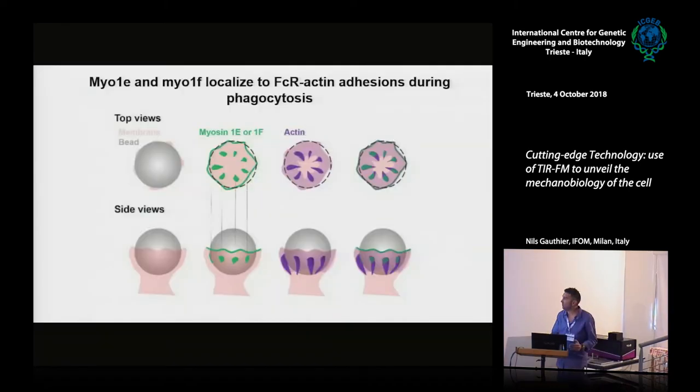Then, if you make a scheme of that, it's organized like that. Then you have myosin 1, from the top view, you have those patches, the myosin, and the rim at the edge. The actin is everywhere here and more dense under those patches. If you look at the side view, it's like that. You have the rim, you have the patches, and you have long, comet-like structures that are holding these adhesions.